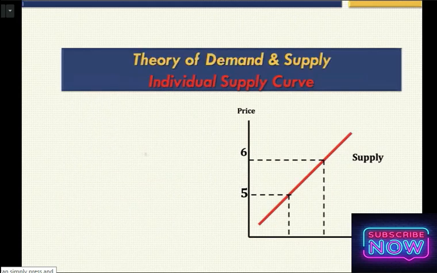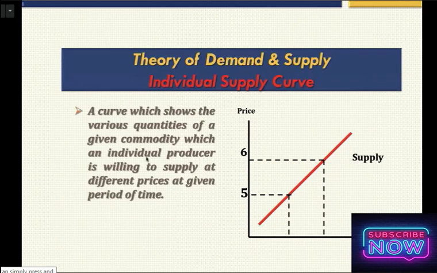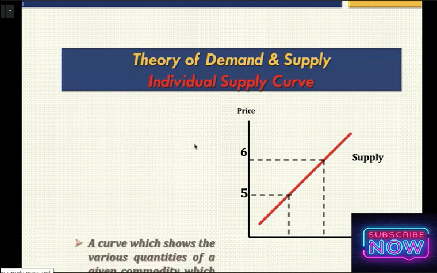Okay, so this is how the supply curve is. When you talk about a supply curve, it is a curve which shows the various quantities of a given commodity which an individual producer is willing to supply at different prices at a given period of time. So that is how a supply curve looks like. It looks at the product and the quantity that the individual is willing to put on the market or offer for sale at the various prices.